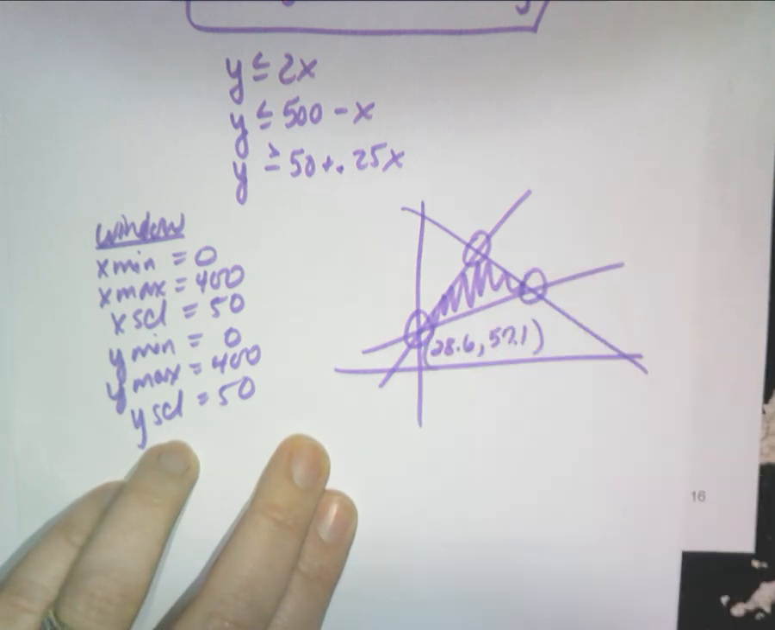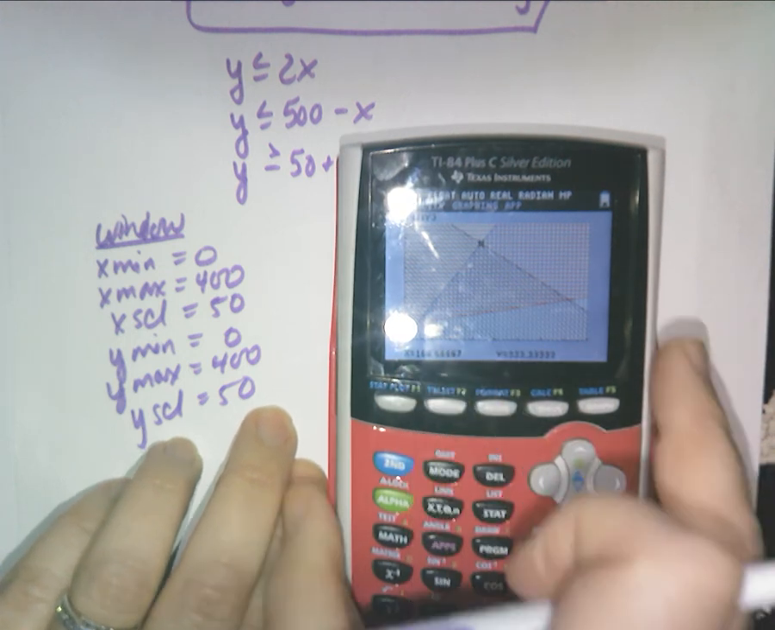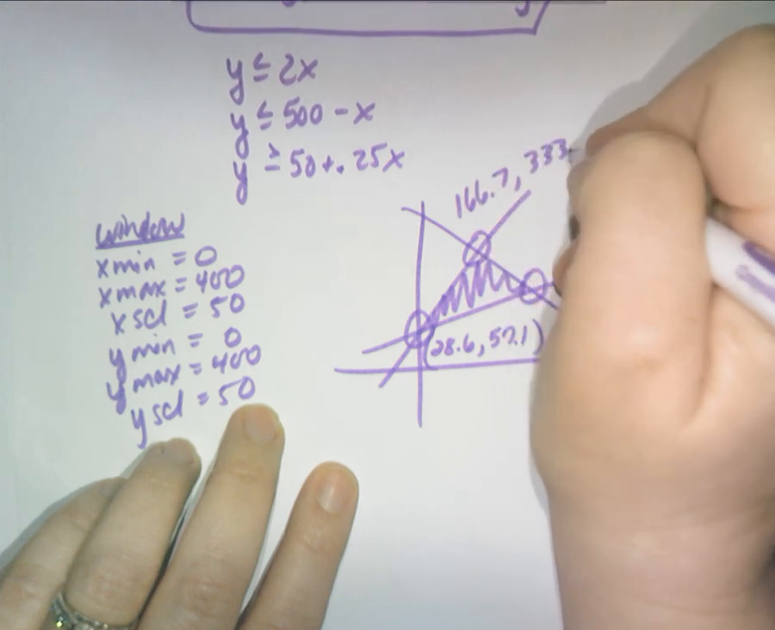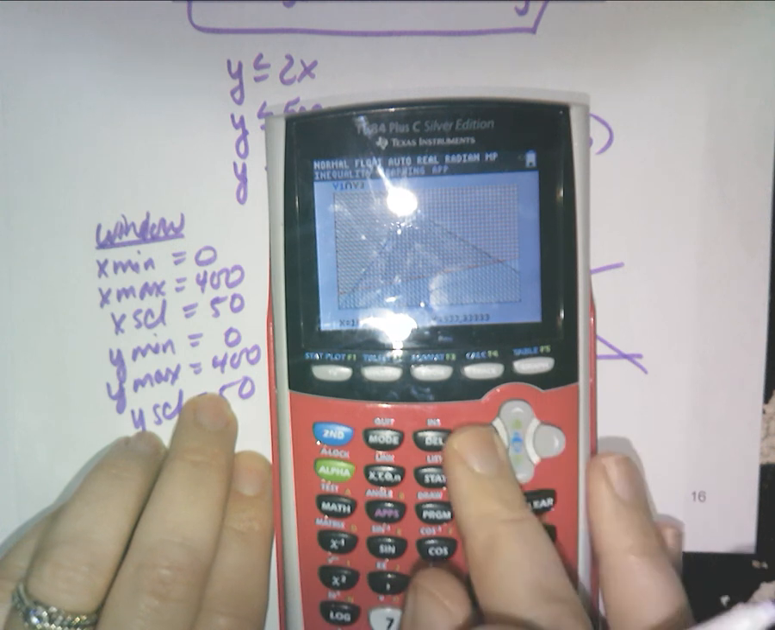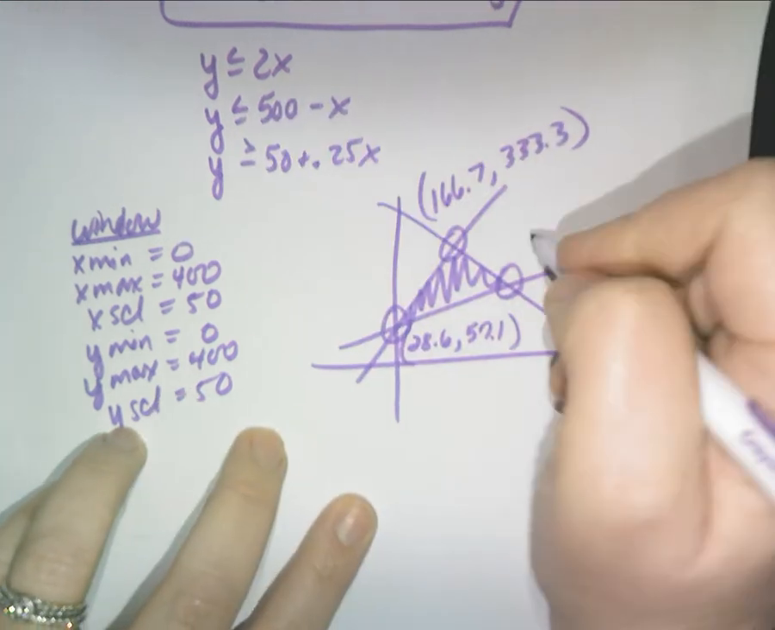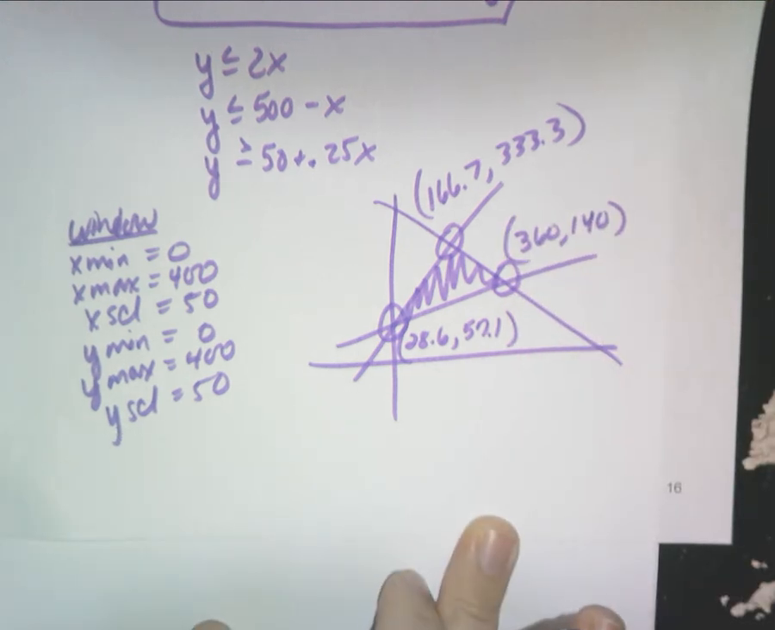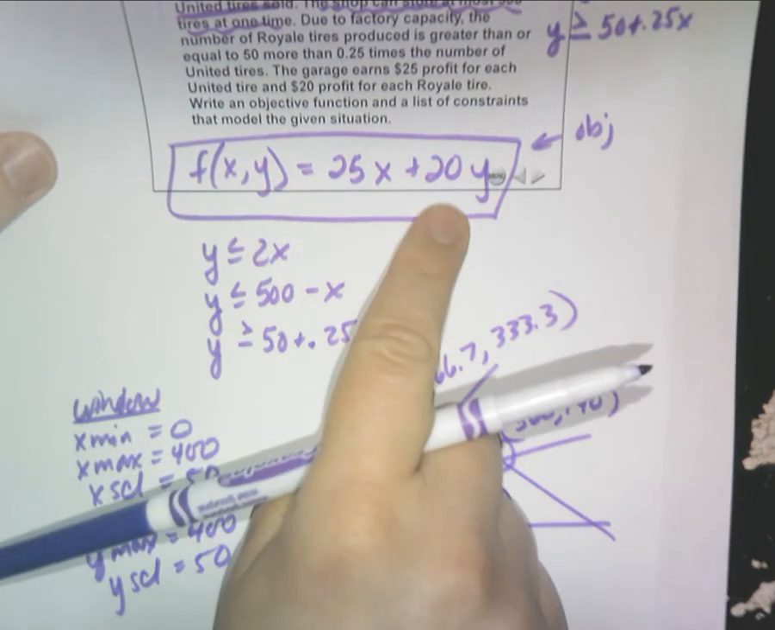And I'm going to go around then this one up here is 166.7, 333.3. And then this one over here, there we go. 360, 140. So now that I've found where those possible max min values are, how do I actually get the maximum profit? I take each one of these and plug it into my objective function.